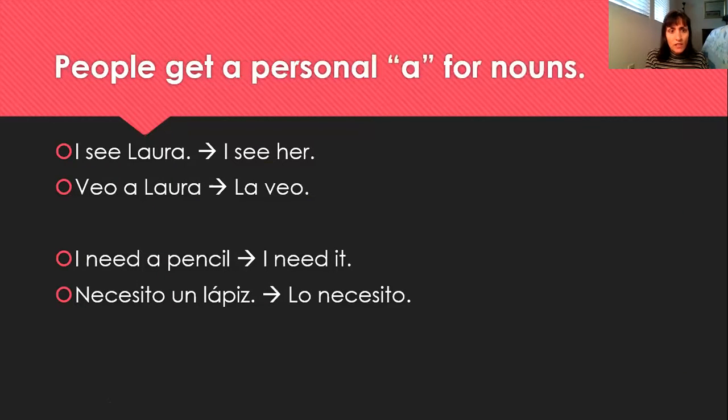Okay, so here we have I see Laura. Veo a Laura. She gets a personal a because she's a person. But when I replace it with a pronoun, now the word order's changed. The pronoun comes before the verb, and we don't need the personal a anymore. La veo. Notice if it's not a person, there's no personal a. I need a pencil, necesito un lápiz, because it's an inanimate object. We do not need a personal a. It's just necesito un lápiz or lo necesito.